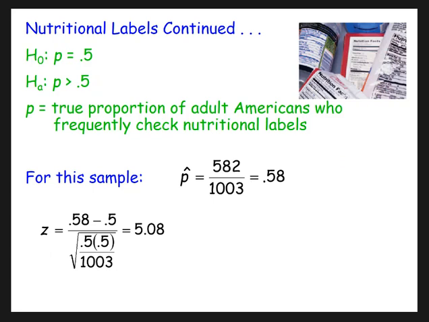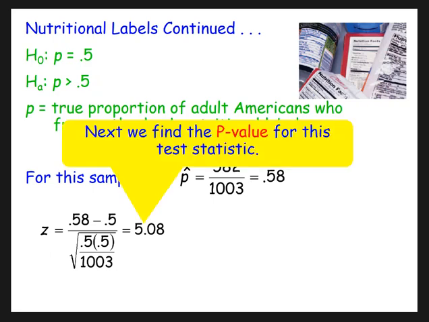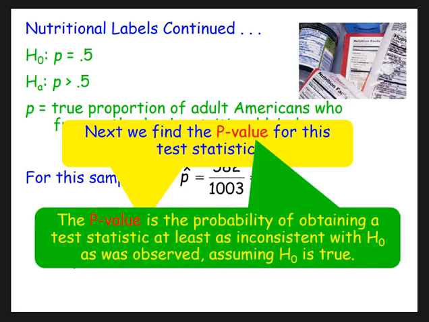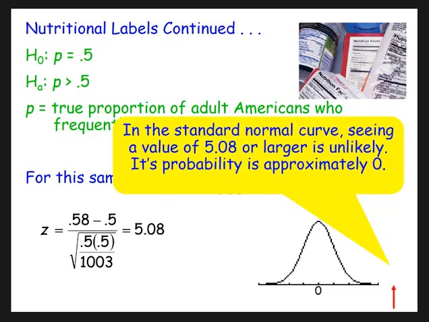So now we need to find something called a p-value. The p-value is the probability of being further from the hypothesized value, or getting a more unusual value than this, based on the null hypothesis being true. The way we calculate the p-value depends on the alternative hypothesis. Our alternative hypothesis is greater than, so we want the probability of being greater than our test statistic.